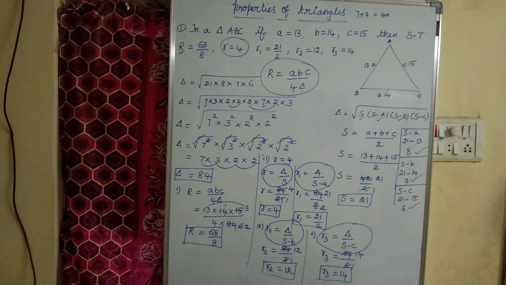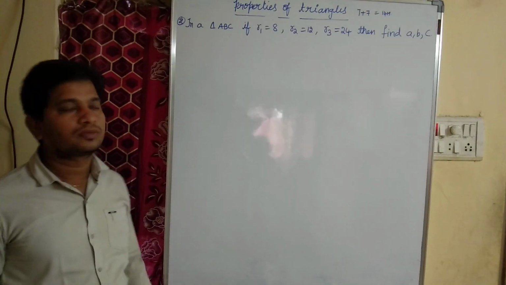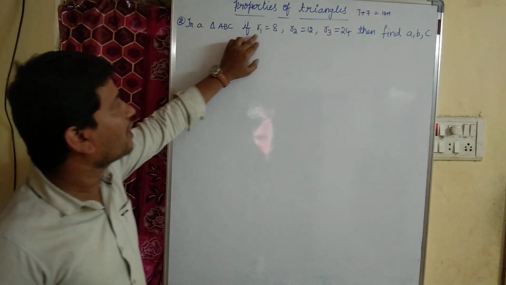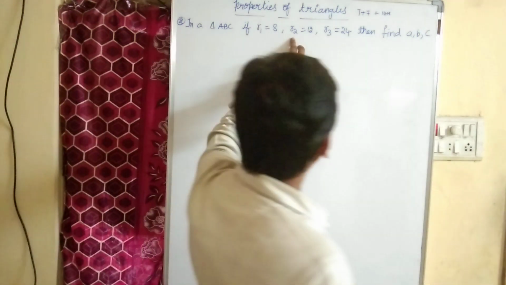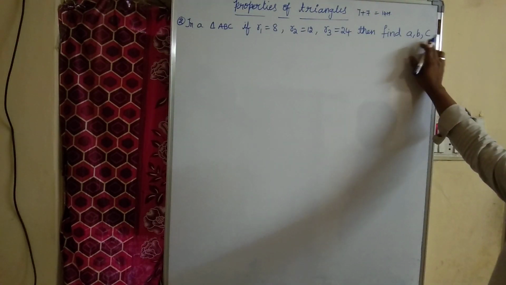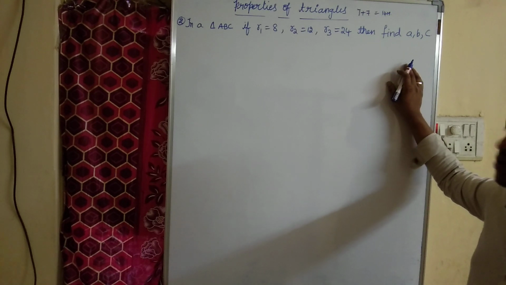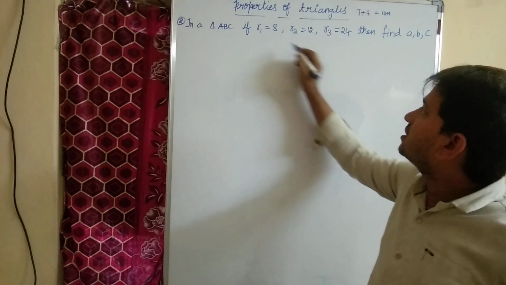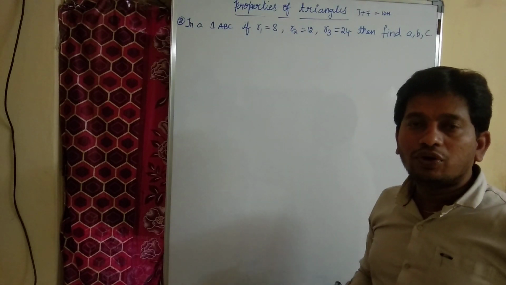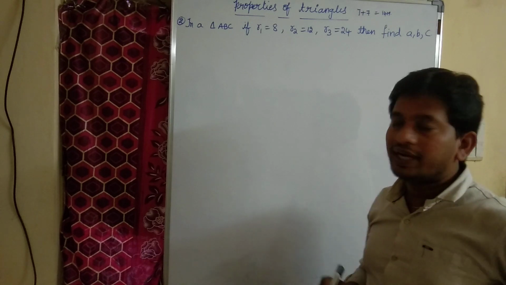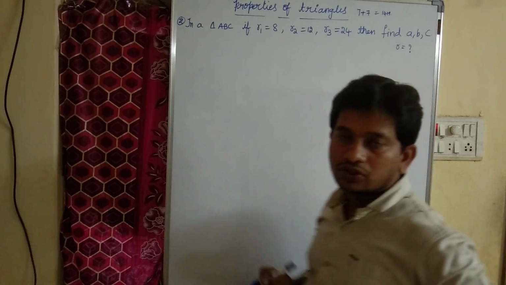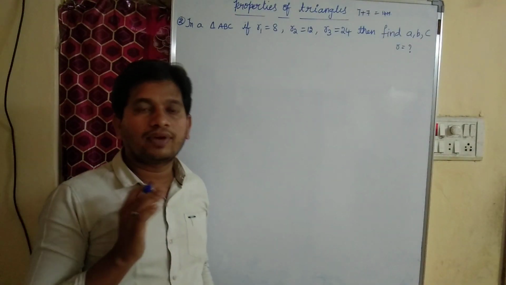Now coming to second problem. Now the second problem is, in a triangle ABC, if R1 equal to 8, R2 equal to 12, R3 equal to 24, then find ABC, right? So here R1 is given, R2 is given, R3 is given, but we don't know what is small r, right? Here the r is question mark. It is not given. So the first thing is we have to find r value.